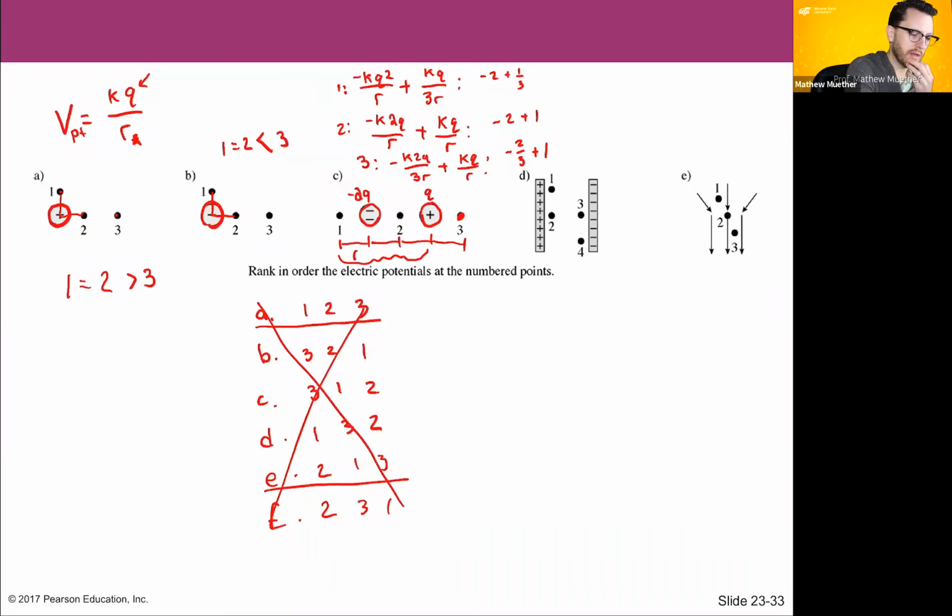Okay, and so now I can compare these things, guys. What is this going to be? 6/3 minus 5/3. This guy is going to be -1, and this guy is going to be 1/3. Okay, something like that. And now I can easily compare which one has the largest potential. 3 is largest, 2 is second, and 1 is smallest.